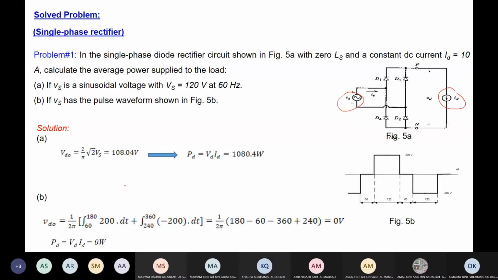Inductive load, as an example, a DC motor. So the inductance is high here. Okay. Now, in this rectifier, which is full wave, as I mentioned, uncontrolled, the inductance is 0.